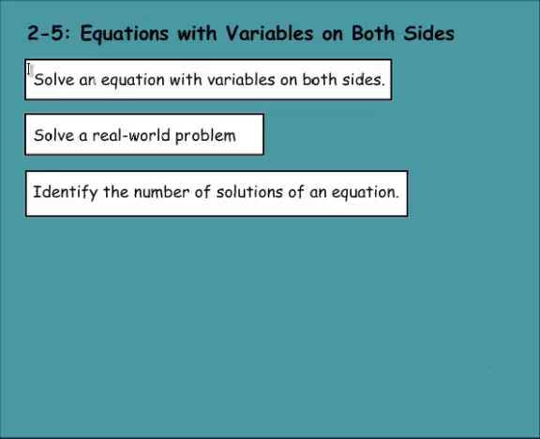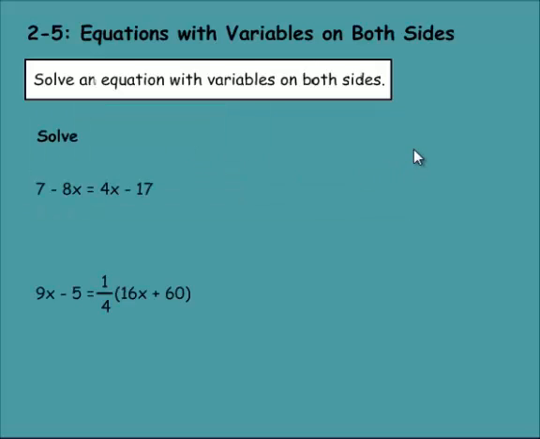Moving on to lesson 5, which has equations with variables on both sides. So we're going to solve problems like that. Then we're going to do a real world problem and then identify the number of solutions of an equation. First we have 7 minus 8x equals 4x minus 17.